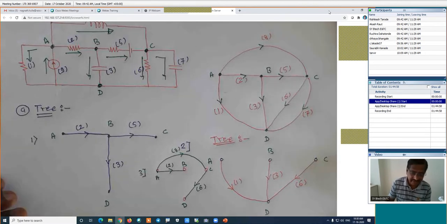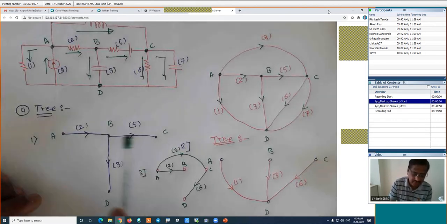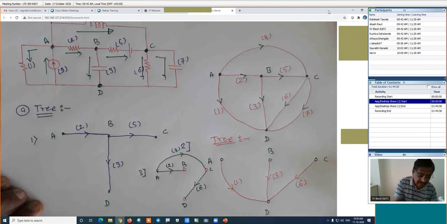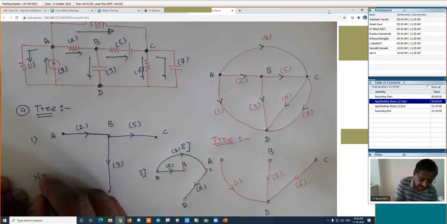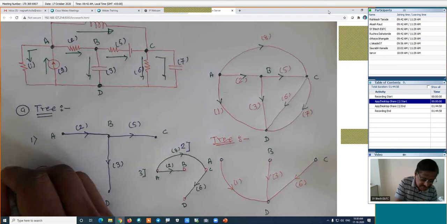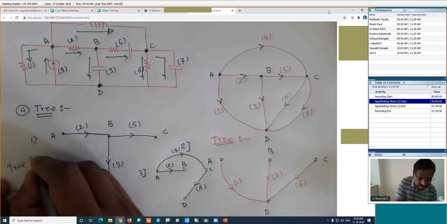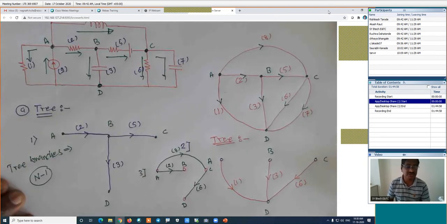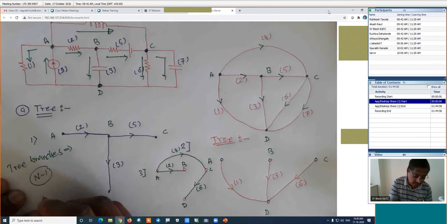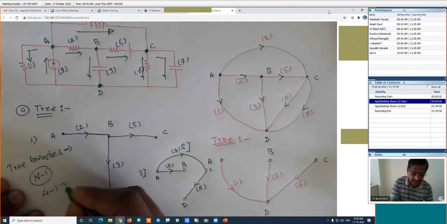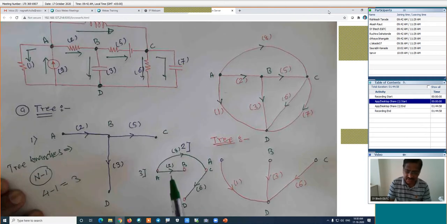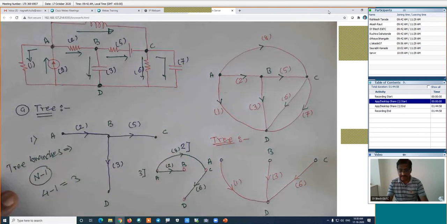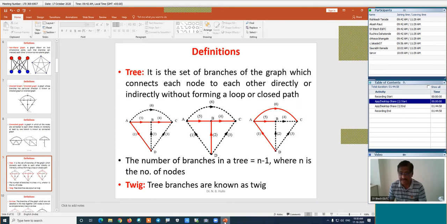As well, if I come back to this figure, how many nodes do we have here? It is 1, 2, 3, 4 nodes. And what is the formula? The formula is n-1, because tree branches are equal to n minus 1. Means how many branches should we have here for a given tree? That is 4 minus 1, which is equal to 3. Look here, 1, 2, 3. Here it is 1, 2, 3. Yes, we should have 3 branches in the tree for this given graph, and it depends on the number of nodes, and the formula is n minus 1.